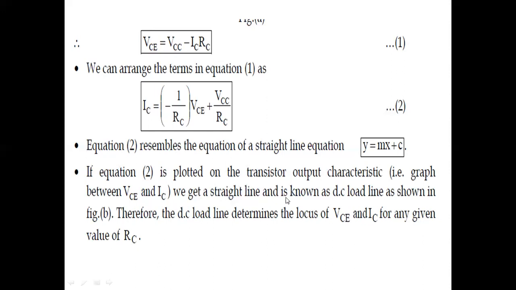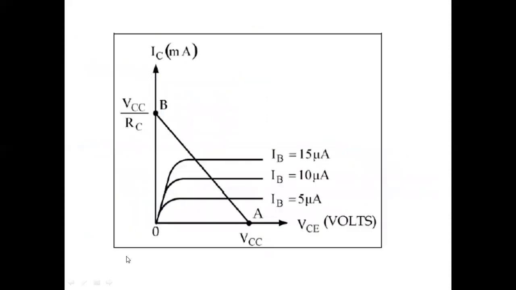We will get a straight line, and by considering these values, we have to draw the DC load line on the output characteristics of this common emitter transistor. We are going to name it the DC load line, as shown in the next figure. Therefore, the DC load line represents the locus of the x and y point, that is VCE and IC, for any given value of RC. Let us see here.